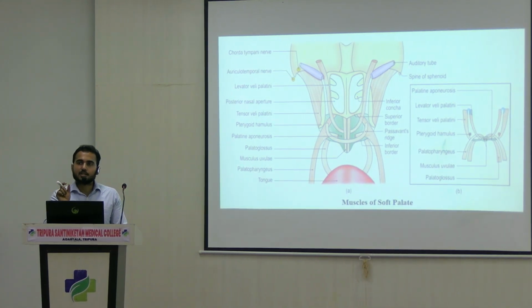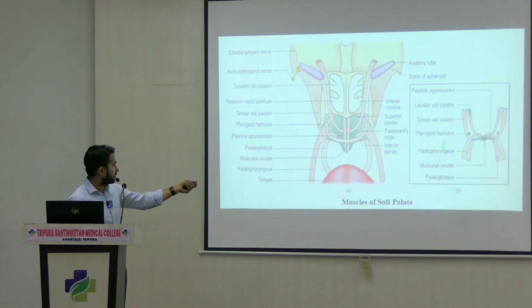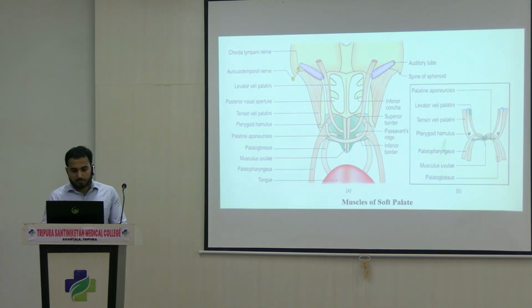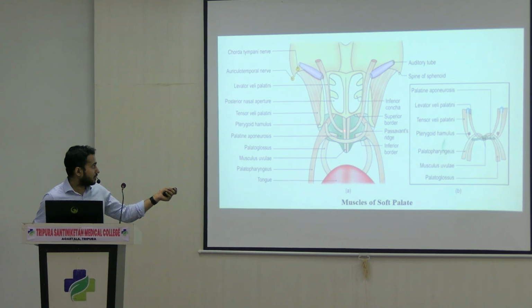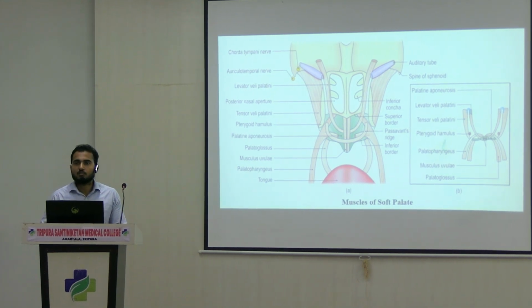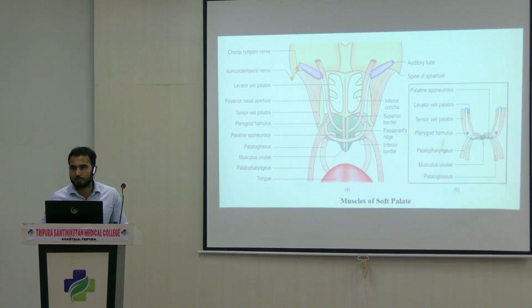Now only one muscle is there which is intrinsic. Which one is that? Musculus uvuli. See this particular muscle, musculus uvuli. It arises from the posterior nasal spine and palatine aponeurosis. This is the origin, and it is attached to the mucosa of the uvula. So this is the only muscle which is intrinsic in nature. These are the origin and insertion of the muscles of the soft palate.